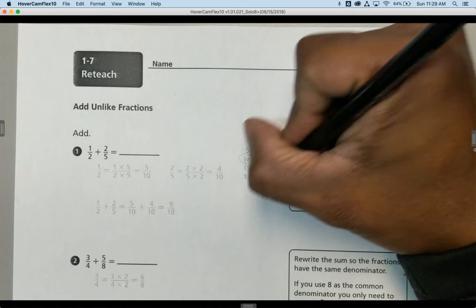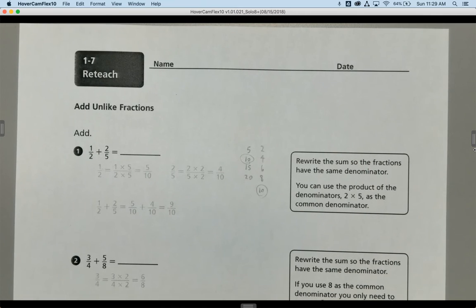Now, you might have looked at this list and said, well, Mr. Verbacher, won't 20 work also? It will, but 20 is not the lowest common multiple. And so if you use 20 and you work it through that way, you'll have an extra step at the end to reduce your answer into simplest form. That's why, to me, it's more efficient to use a common denominator that you know is the lowest common multiple. So 10 is our winner.